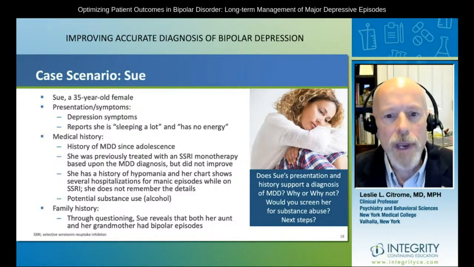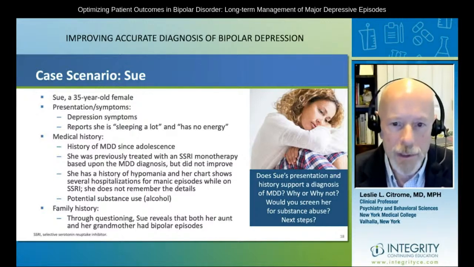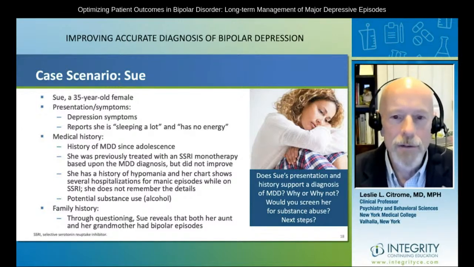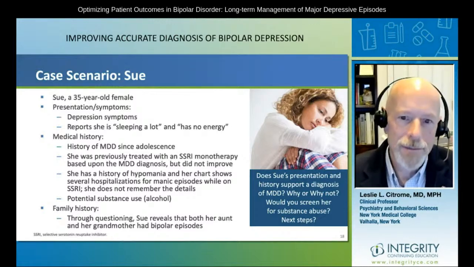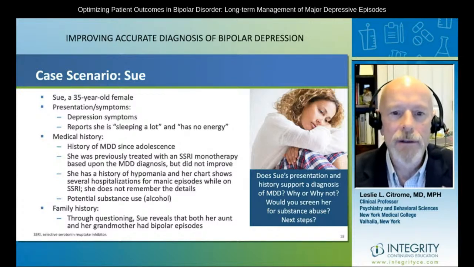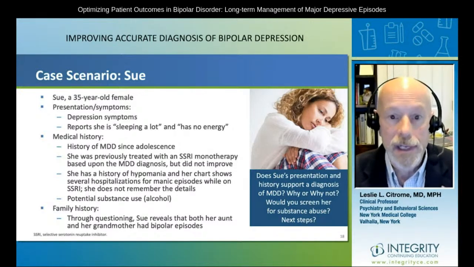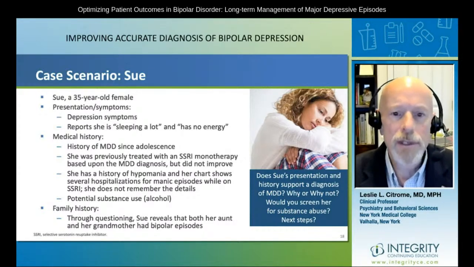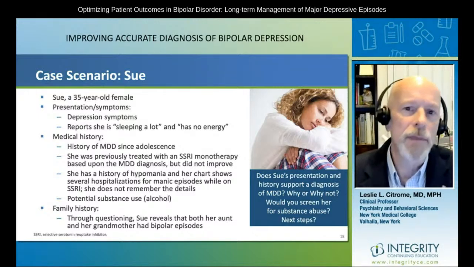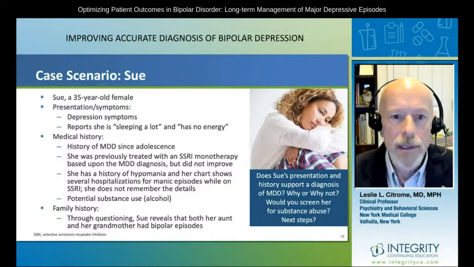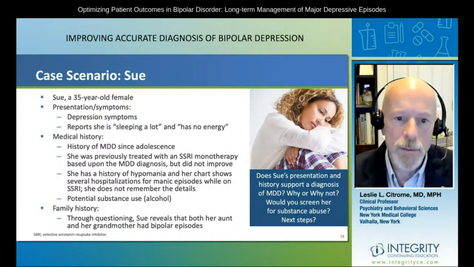She has a history of hypomania, as we discover as we ask more questions, and her chart shows several hospitalizations, if only we looked at the chart, for manic episodes while on an SSRI. She doesn't remember the details. Now DSM-5 allows us, by the way, to take this history of SSRI-induced mania as part of the diagnostic criteria for bipolar disorder. She also has potential substance use, alcohol, although people with MDD can certainly misuse substances and alcohol. It may be more commonly encountered in those with bipolar disorder.